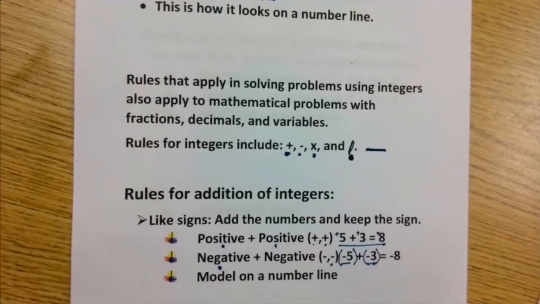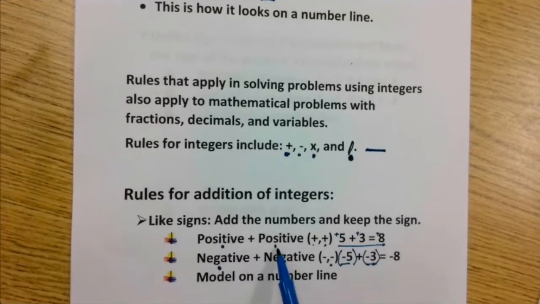The rules for addition of integers. Like signs, we simply take the numbers and keep their sign. We add them together and keep their sign. I have a positive number plus a positive number gives me a positive answer. If I have a negative number plus a negative number, 2 negative numbers added together give me a negative answer. Adding the numbers, negative answer.